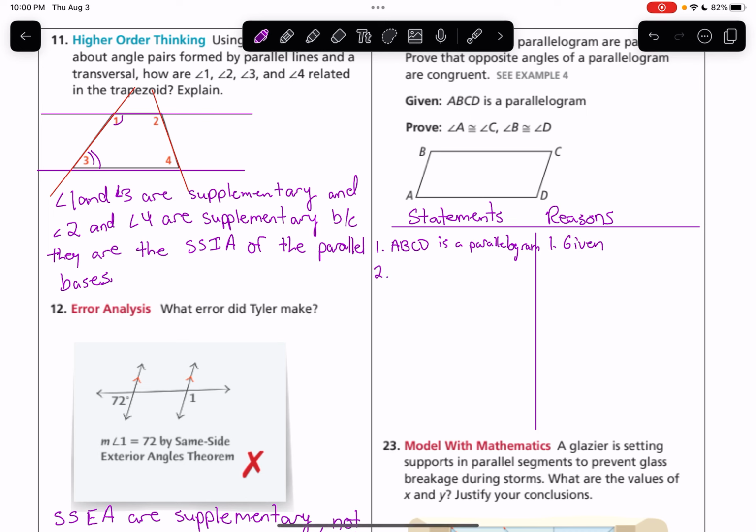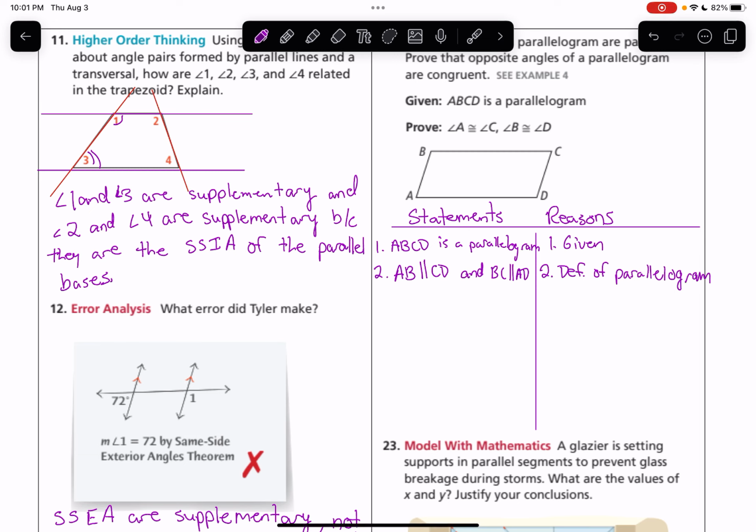Number 2. So we're trying to get from parallelogram to having angles that are congruent. Well, what do I know about parallelograms? I know the definition of a parallelogram, which is that it's a shape with two pairs of parallel sides. So I could say that AB is parallel to CD, we'll use the parallel symbol, and BC is parallel to AD. And I know those two facts because I know the definition of a parallelogram.